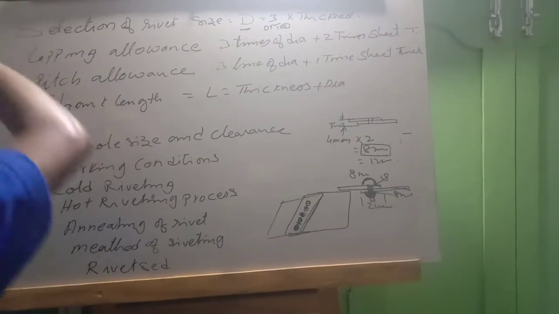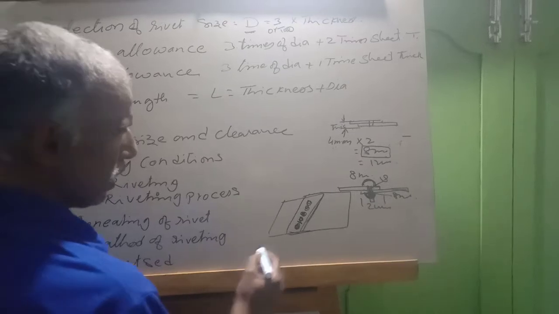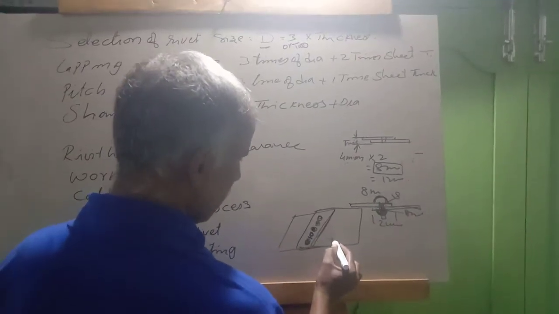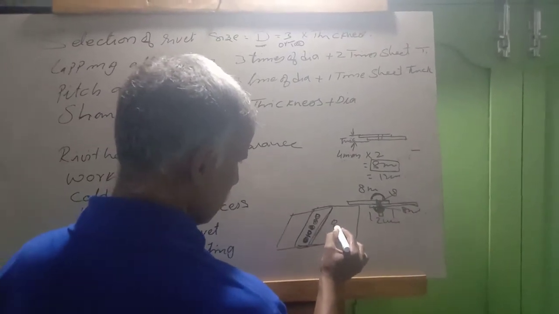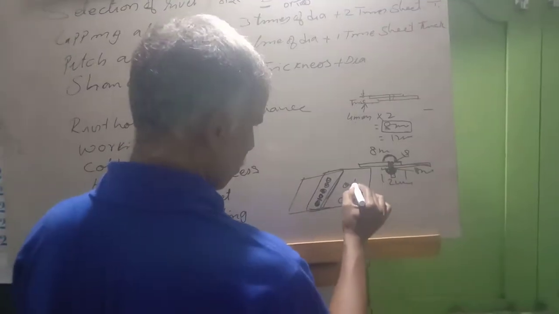So to make a pitch from one rivet to another rivet, how much pitch do we have to select? That is called pitch allowance. It is 3 times the diameter. 3 times the diameter, 24. See, one rivet is here, one rivet is there. From this center to this center, how much length do we have to take? 24 mm.